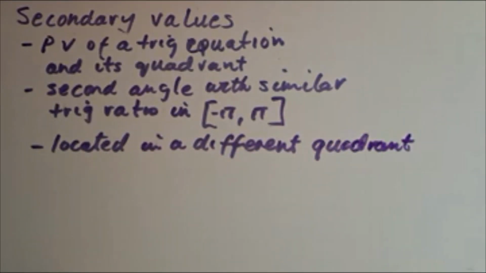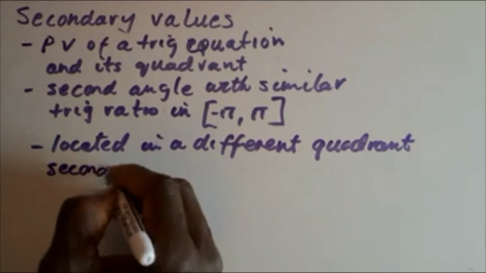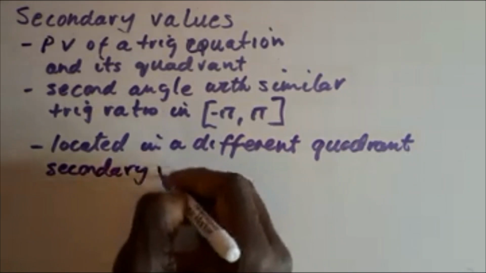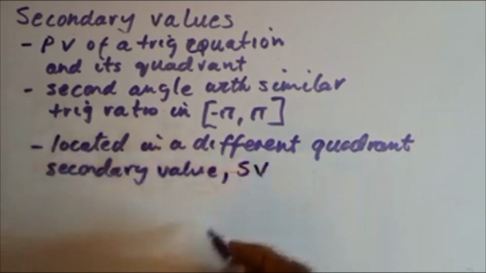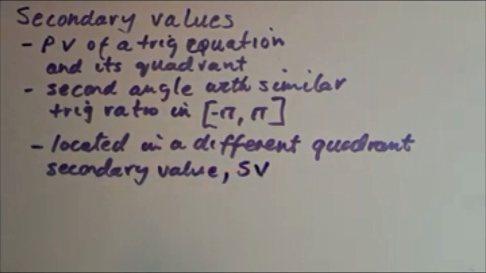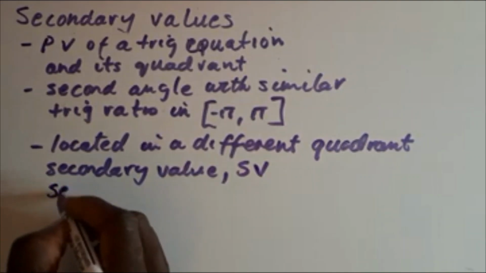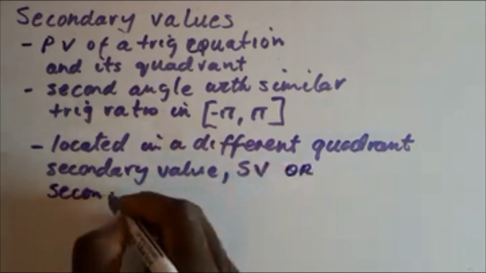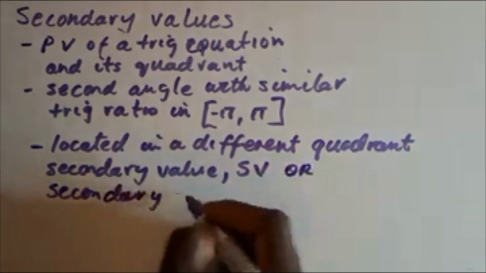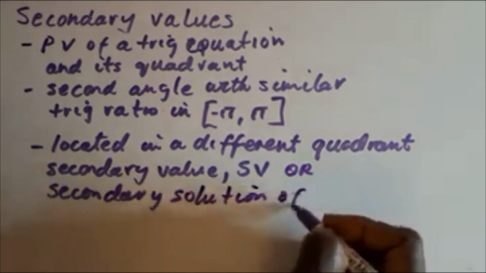And it's called a secondary value. So a secondary value, abbreviated as SV, is also called a secondary solution of theta.